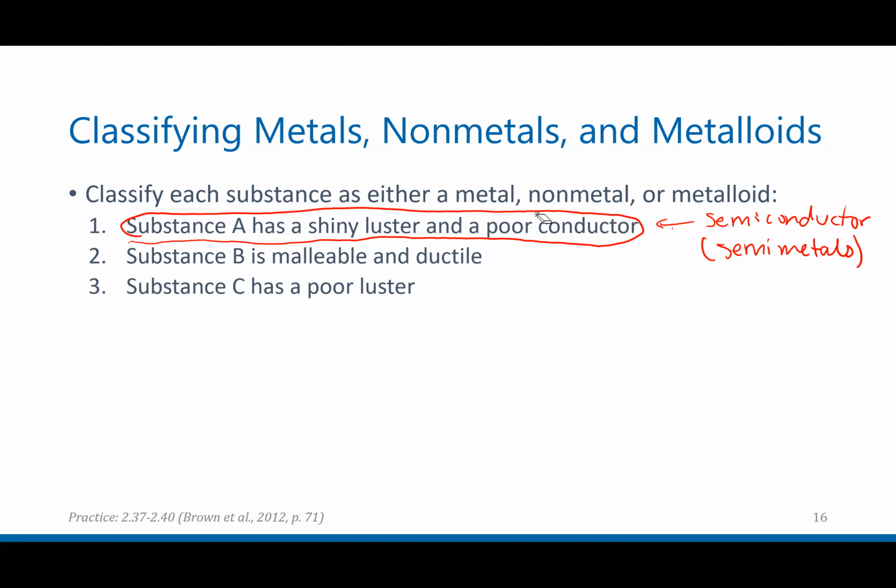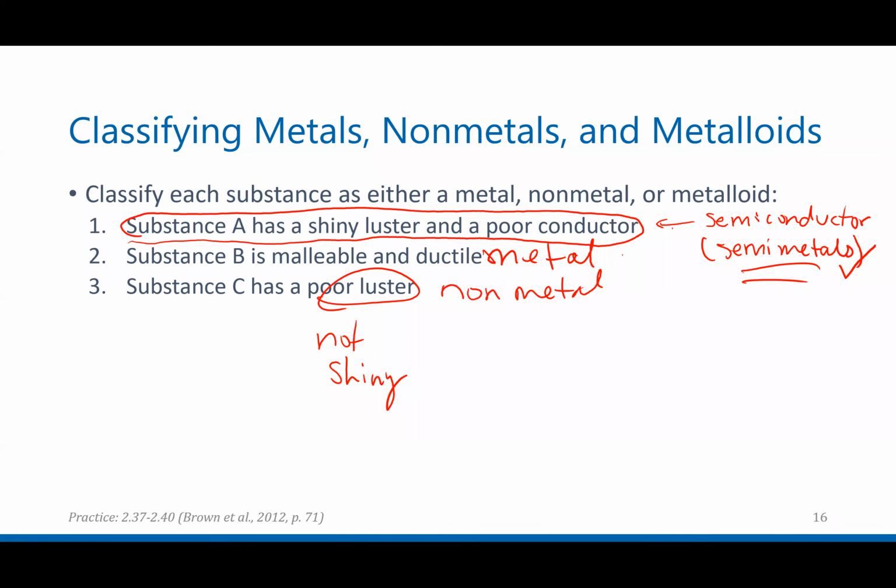Okay. So now that I know I have my semi-metal there, for you people in the chat who said metalloid, you would get 100%, full marks. Metalloid is fine. Now, if we go down to these two, since I know that this is a semi-metal, substance B has to be a metal because non-metals are brittle, and substance C has to be a non-metal. Poor luster means it's not shiny. So this is a non-metal.